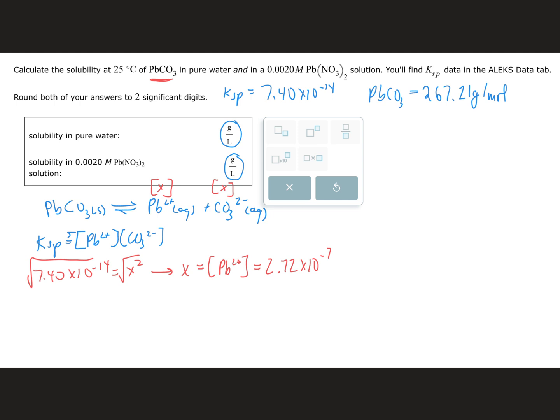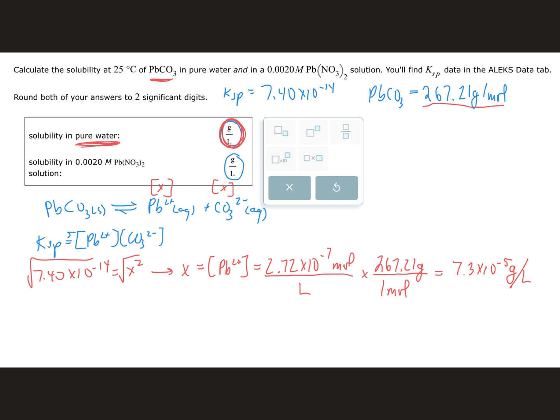We know molarity is moles per liter. We are looking for that information not in moles per liter, but grams per liter. So to find the actual answer they're looking for, we need to say, okay, for every 1 mole, I need to bring in the molar mass. I need 267.21 grams of this. Multiply by the molar mass, and I get a solubility of 7.3 times 10 to the minus 5 grams per liter. And that's just for pure water.